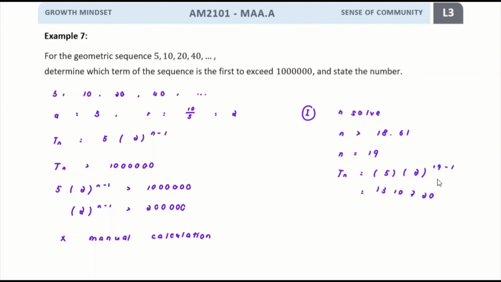The other thing you can try to check is, in your calculator, change 19 minus 1 to 18 minus 1. Sorry, I should write 19 here, so this is an extra one. When you type in your calculator for T18, it will give you 655360. That proves that your answer is correct, because this number didn't exceed 1 million yet. But when it's the 19th term, that's the first time your sequence starts to exceed 1 million.